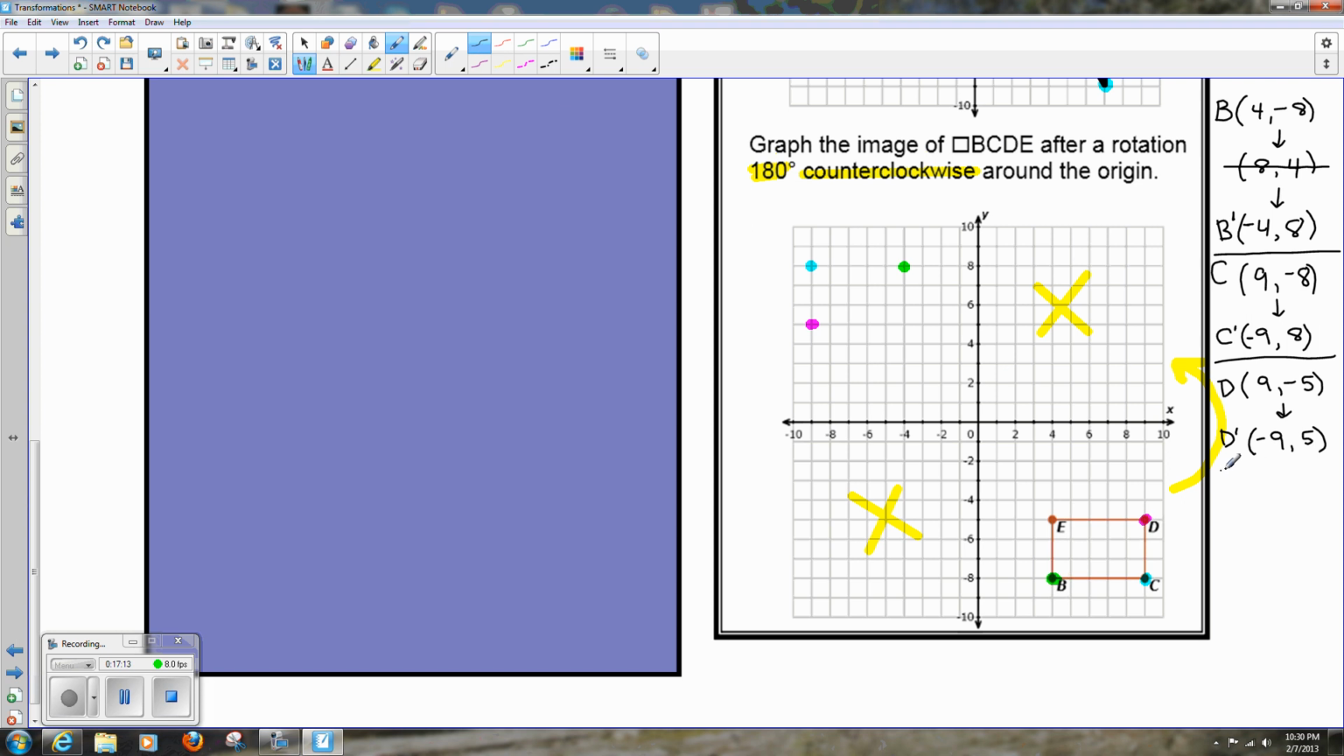And the last point, point E. Right now, E is at X value is 4, Y value is negative 5, so 4, negative 5. And when I do my two 90-degree turns, or my 180-degree turn, E prime is going to just change the signs, negative 4 and positive 5.